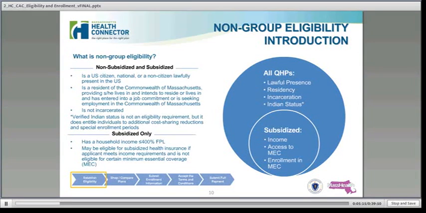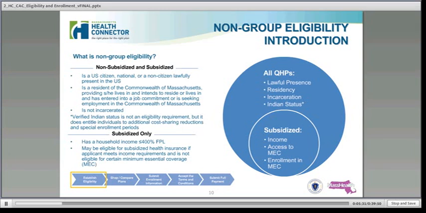So I think some of you are familiar with this information, but I think this is laid out a little bit differently and will be helpful for you as you explain it to other folks within your organization. So what is non-group eligibility?